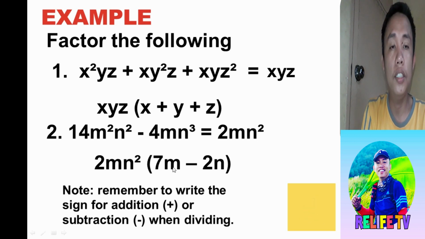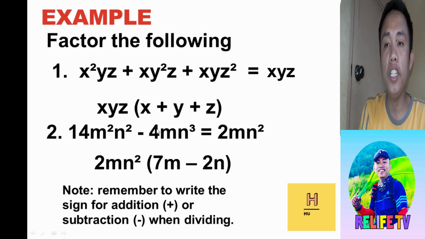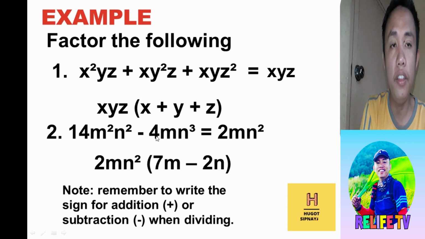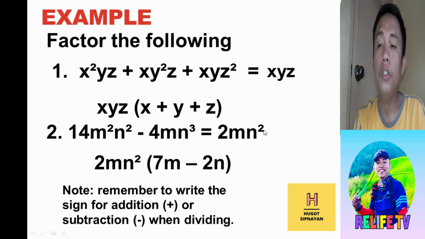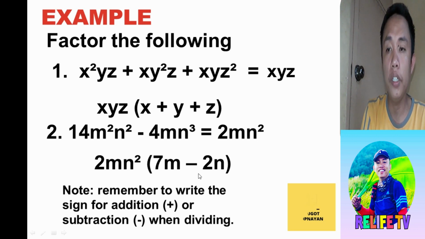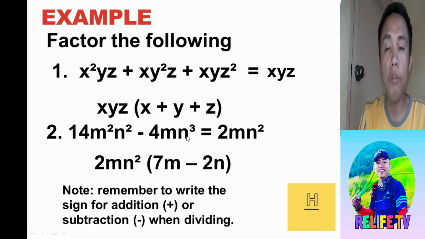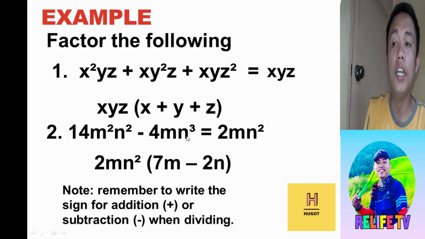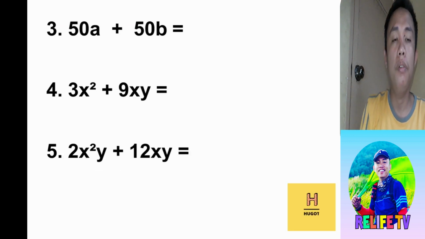So, let us divide them. 14 divided by 2 is definitely a 7. M squared divided by m, that is m. Ganun din ang gagawin natin. 4m n cubed divided by 2m n squared. Ang matitira po natin ay 2n. So, pag in-apply po natin to, multiply natin, lalabas po yung 14m squared n squared minus 4m n cubed. Pag multiply po natin.